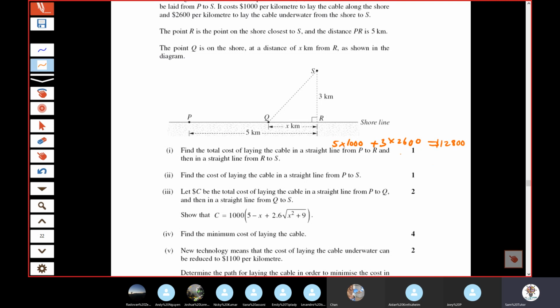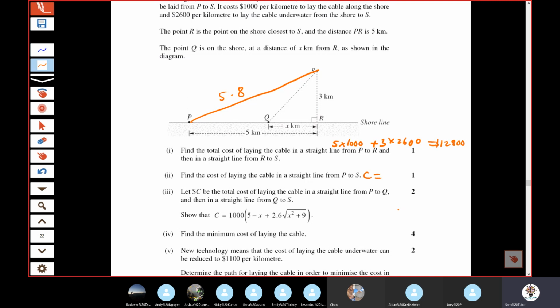Find the cost of laying the cable in a straight line from P to S. So draw it. What do you think you've got to do? What do you see? Pythagoras, trig, more Pythagoras. Look at it, 5 and 3. Yeah, Pythagoras. But you guys didn't see that if I didn't draw it, so draw it. I think it gives you about 5.8.